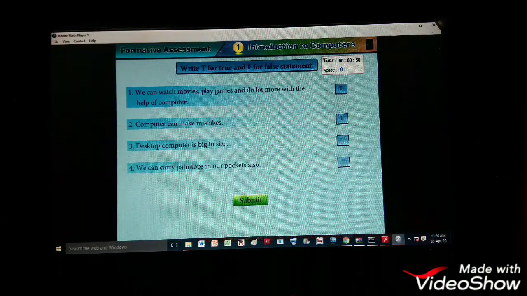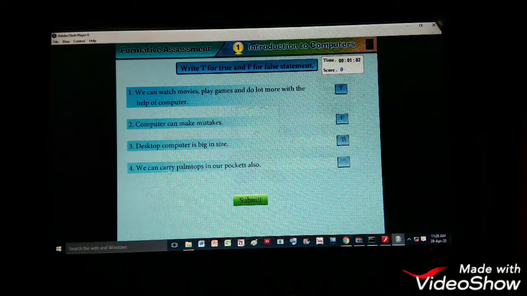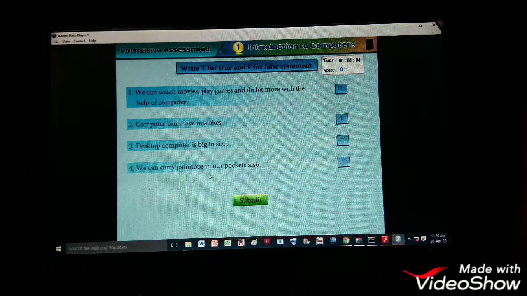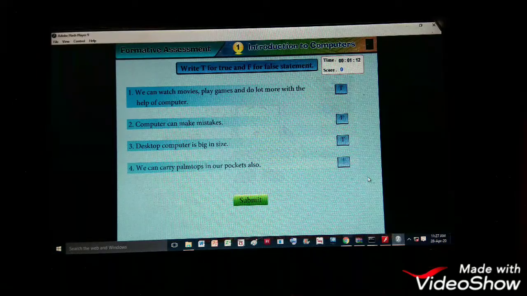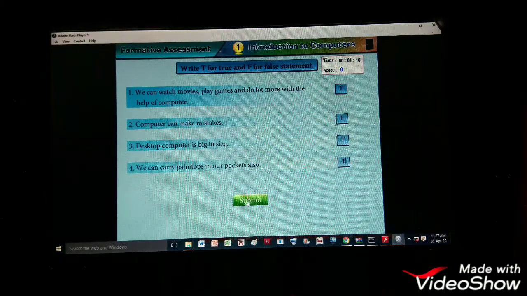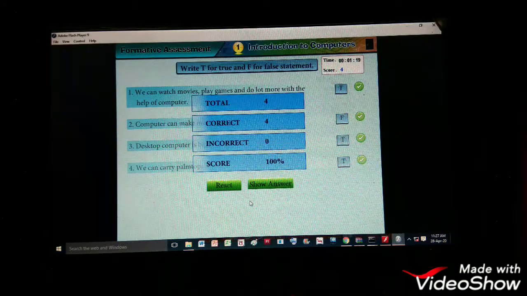Now, a desktop computer is big in size. Everyone knows that one. So that one is true, very good. Next, we can carry palm tops in our pockets also. Is this true or false? Palm tops we can carry in our pockets. Yes, this is true, very good. So let's submit.